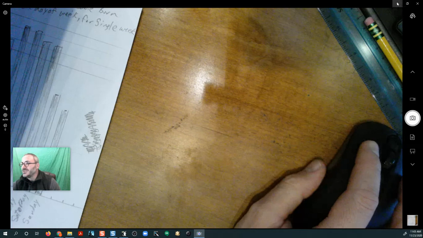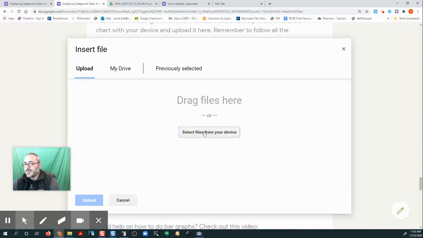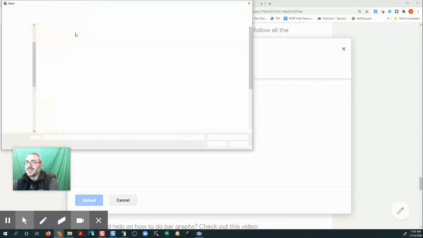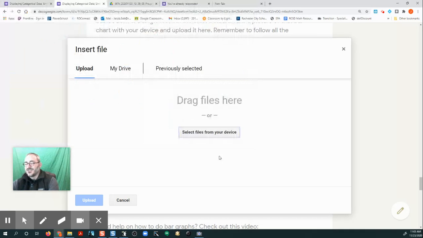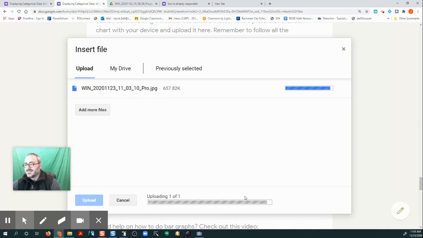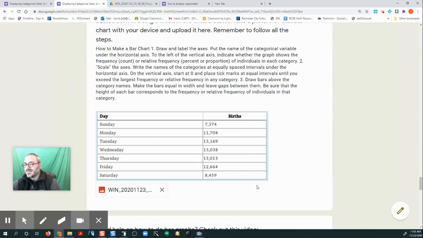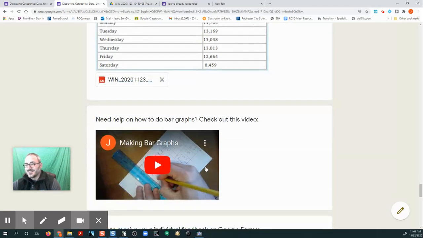All right, I'm now going to add file. All right, click add file. Now I've got a picture of my hand-drawn graph. I'm going to select files from my device. And somewhere over here is going to be my picture of my graph, right? There it is, uploaded. Whoop. Okay, so there's my file uploaded.